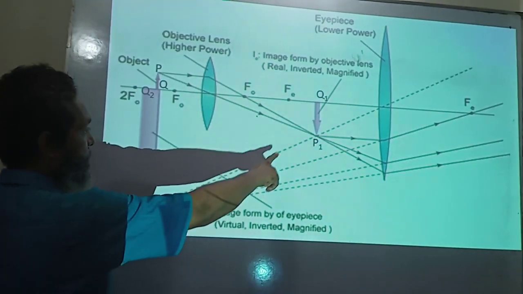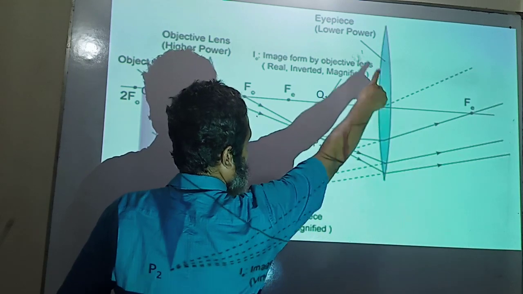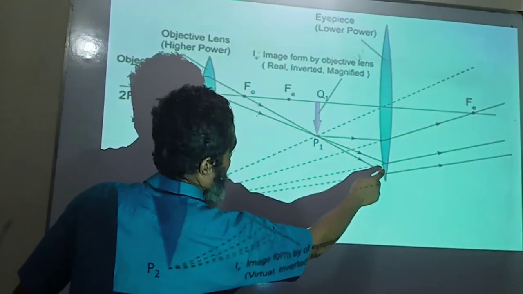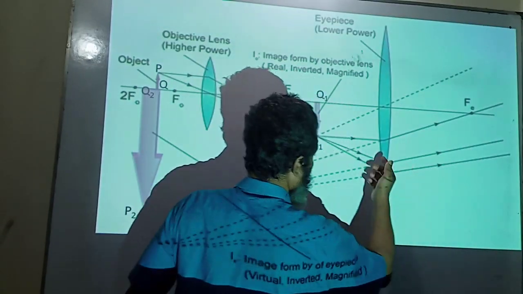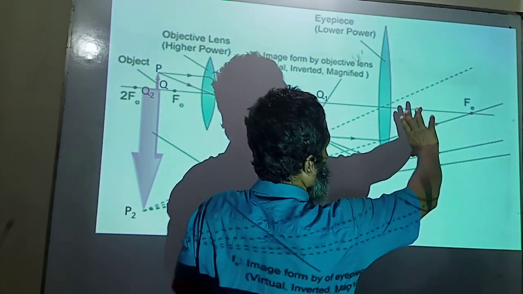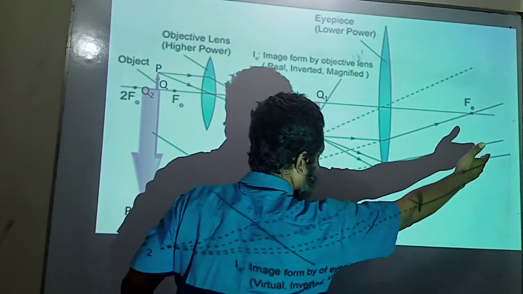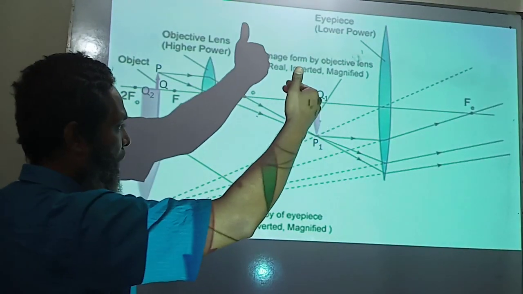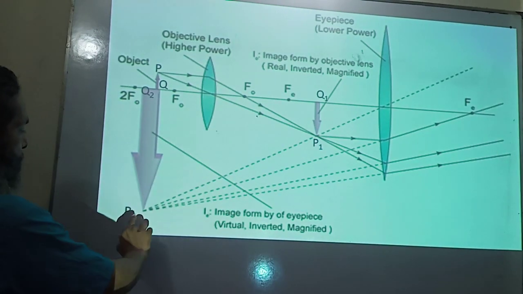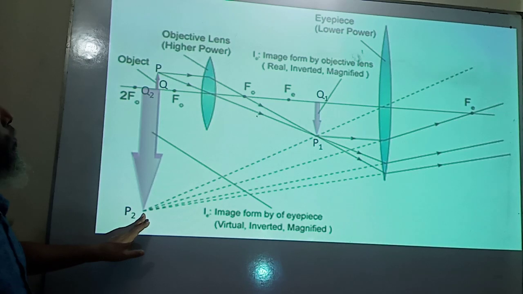Here, let us see how the image is formed. One ray parallel to principal axis and passing through the principal focus of the eyepiece, and these two rays are coming here and these are the refracted rays. Since these rays are diverging, they will not meet behind the lens. So if we produce the rays, then they will meet at point P2.